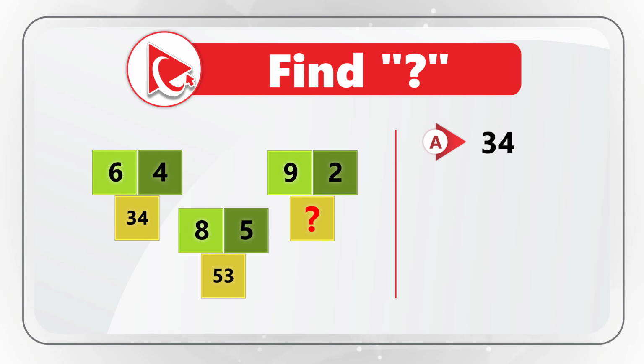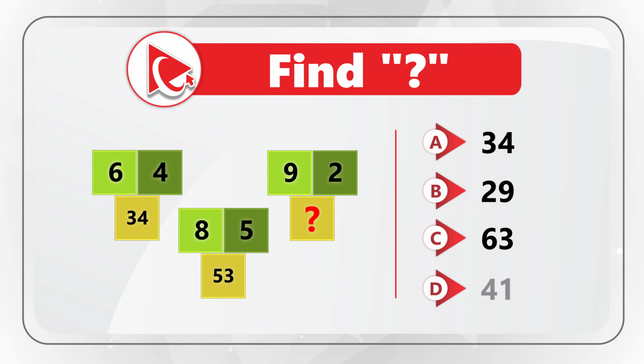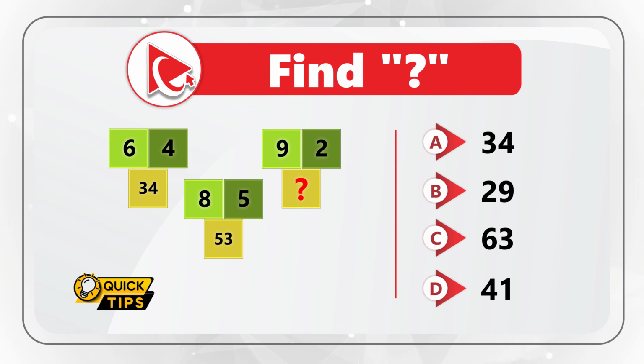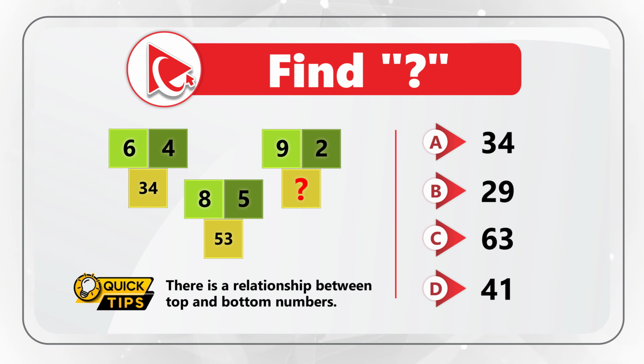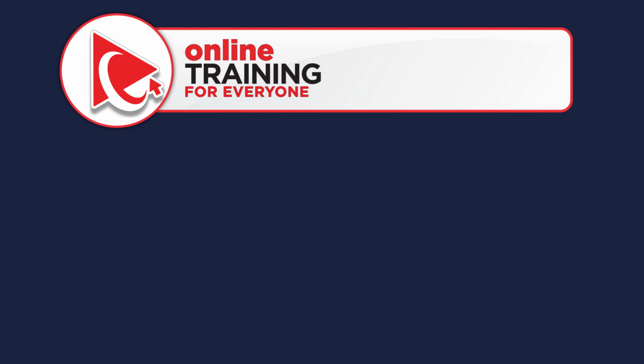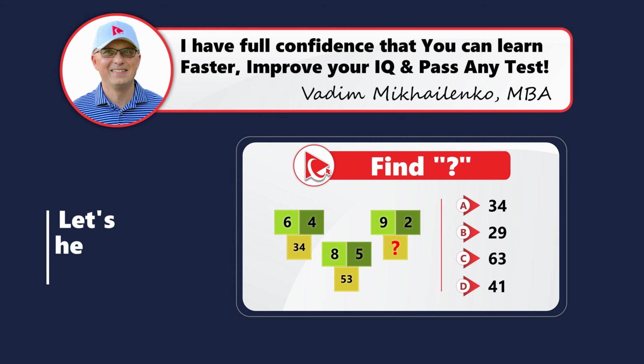Choice A, 34. Choice B, 29. Choice C, 63. Choice D, 41. Take a close look to see if you can complete the calculations. I'm going to give you a quick hint. See if there's a relationship between the top 2 numbers and the bottom number. But this is about as much as I'm gonna give you, because I'm moving forward to share with you my version of the solution.